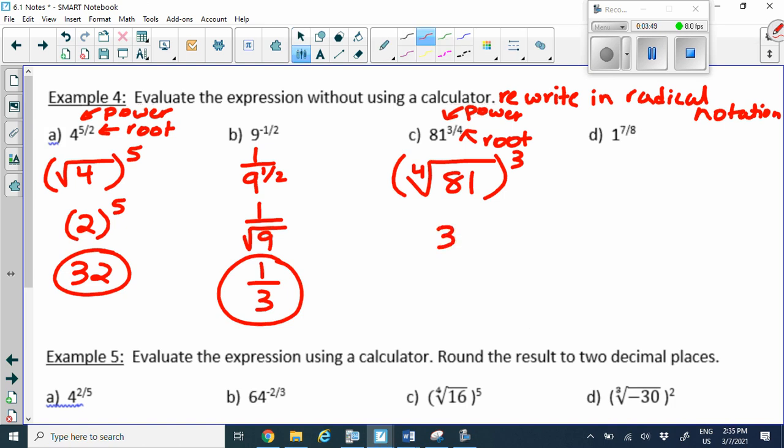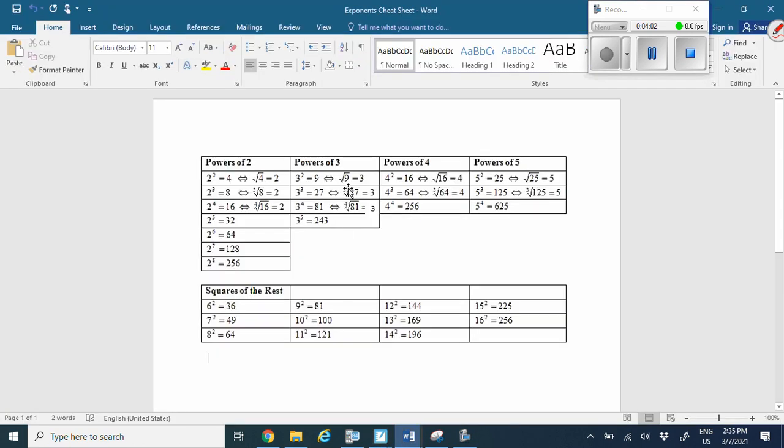So now we have 3 cubed, and I hope we already know what this is without consulting either our calculator or our cheat sheet, okay? So 3 cubed, if you need to use your cheat sheet, that's going to be in the powers of 3 again. 3 cubed is going to be 27. So be careful you don't get 9. That's 3 times 3. But 3 cubed is 27.